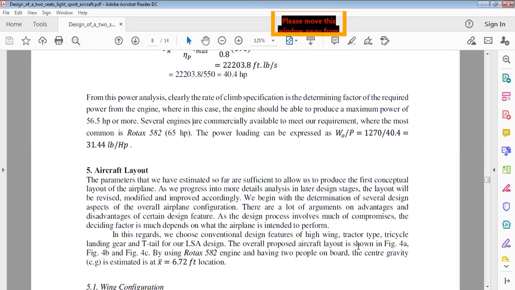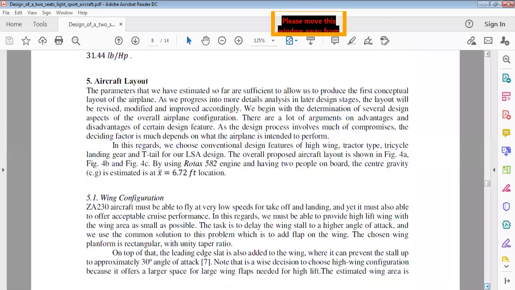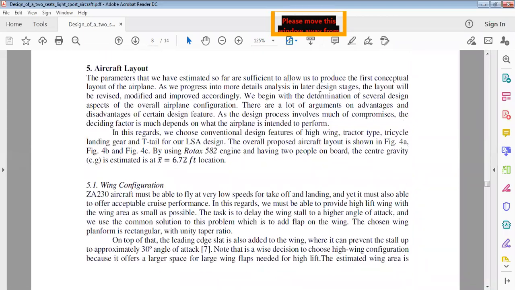So now we are looking at the aircraft layout. The parameters that we have estimated so far are sufficient to allow us to produce the first conceptual layout of the airplane. As we progress into more detailed analysis in the later design stages, the layout will be revised, modified and improved accordingly. We begin with the determination of several design aspects of the overall airplane configuration. There are a lot of arguments about the advantages and disadvantages of certain design features. As the design process involves much compromise, the design depends upon what the airplane is intended to perform.